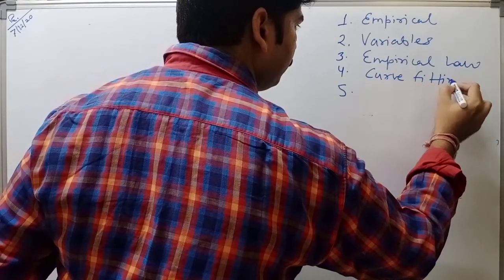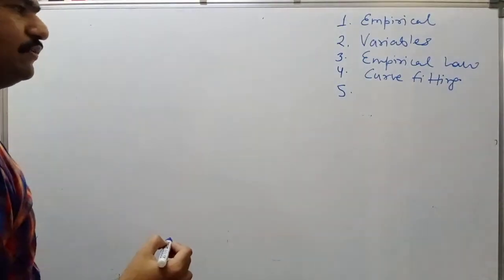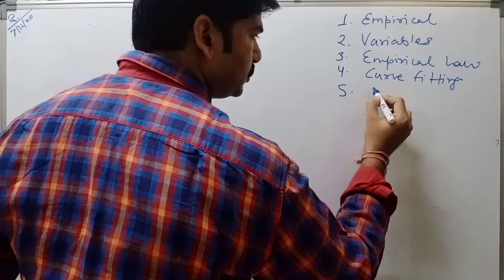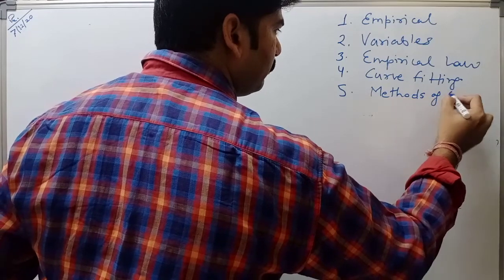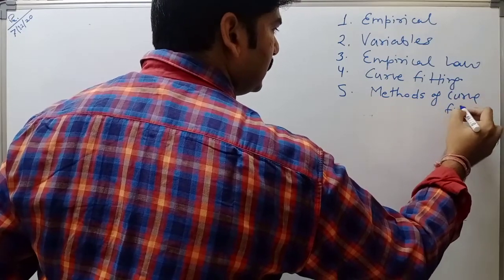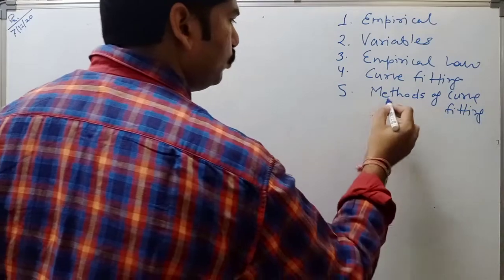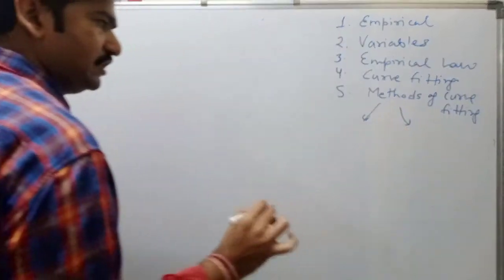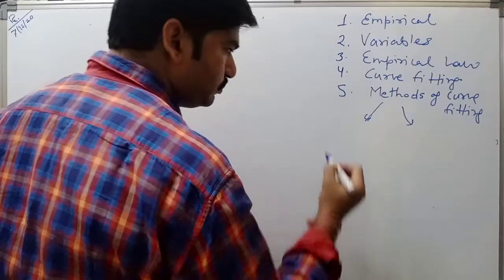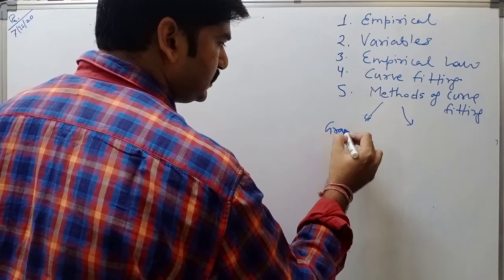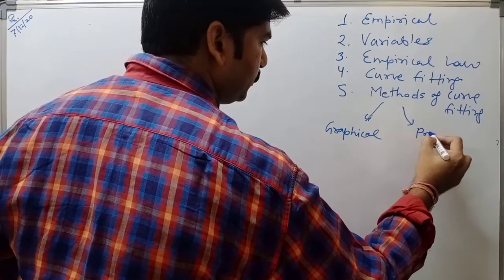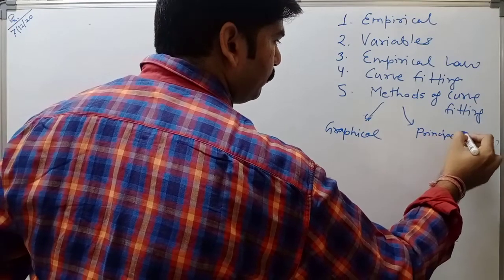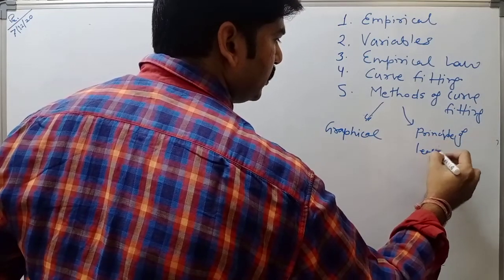What is curve fitting, that we will categorize, that we know. And the fifth one is the methods of curve fitting. In the methods of curve fitting, basically there are four methods, out of which at this moment we will study the first, the graphical method, and the second one, the principle of least squares.